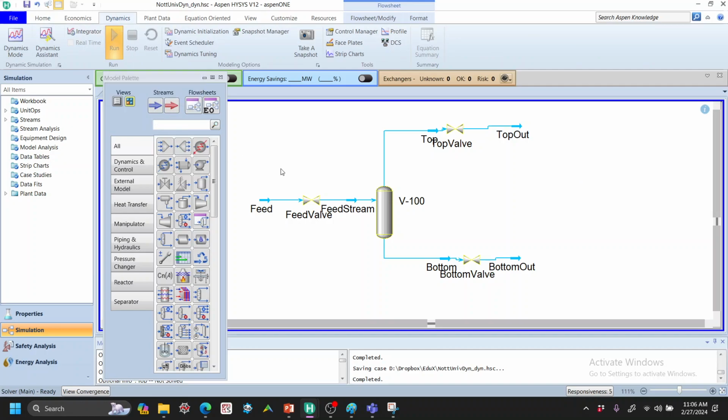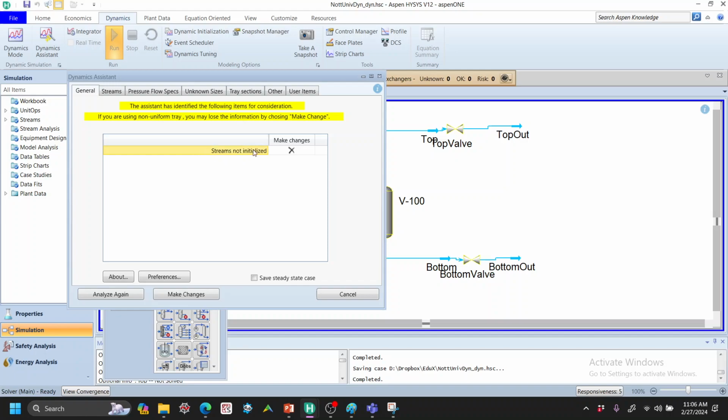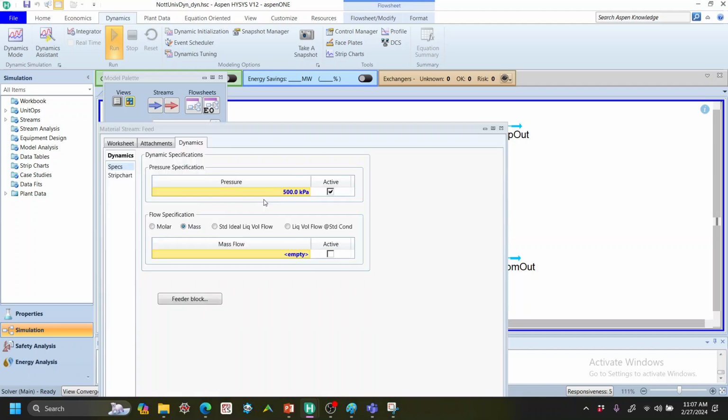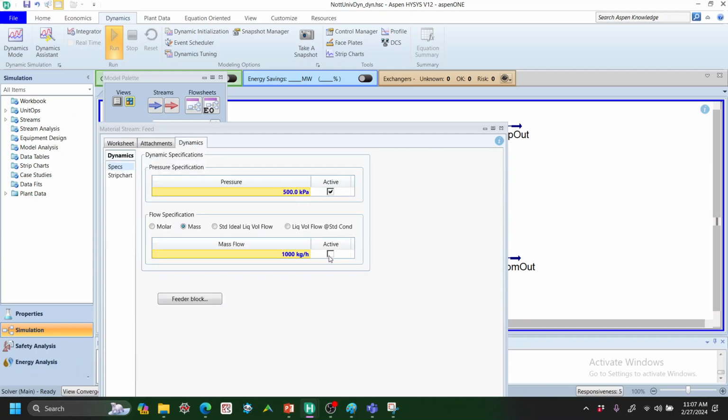If you think that you miss something or you're not really sure what to do, we have this dynamic assistant in HYSYS to help you. So you can click this, and it says streams not initialized. If we analyze again, it will see this stream not initialized, and you can say make changes. Could not be made, so I can specify, for example, 1000. I initialize it to be 1000, put the previous number, but still we don't keep it fixed. We don't activate this. This one we keep it fixed.